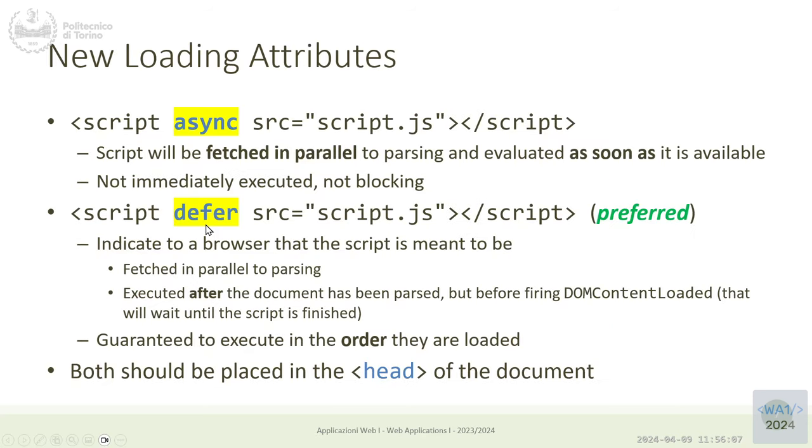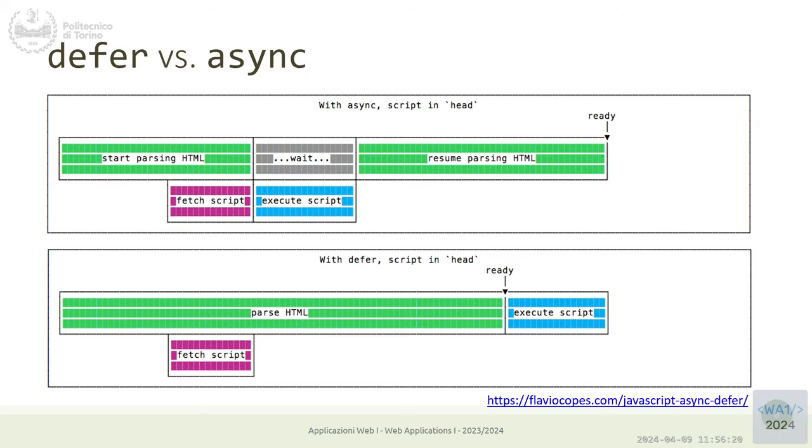We prefer to use the defer attribute, saying, okay, please defer the execution until the page is loaded, but start the downloading as soon as possible. The idea is that when the browser sees a script tag, it will start downloading the JavaScript right away. And if there is more than one script, they all start to download at the same time, in parallel, while the browser is processing the page. But the execution is delayed, is deferred, that's why the name of the attribute, until the end of the processing of the page. So in this case, we have the best of both worlds.